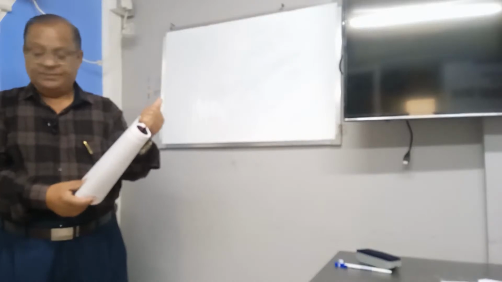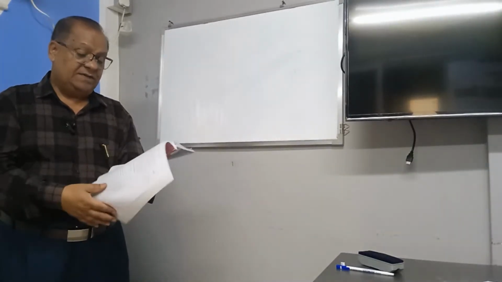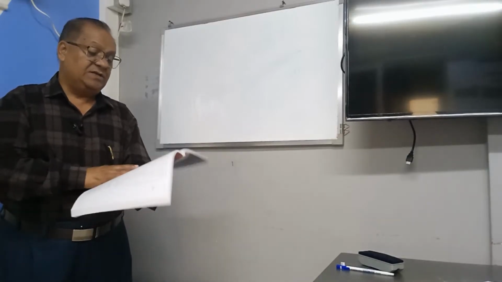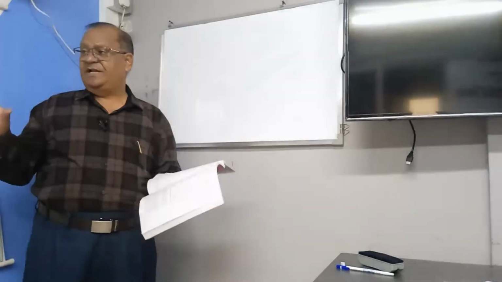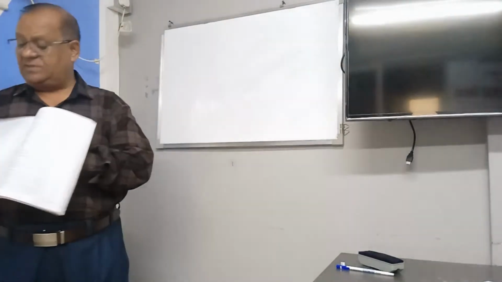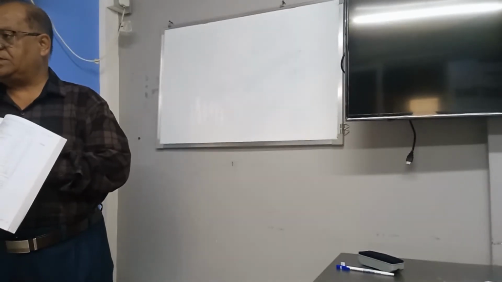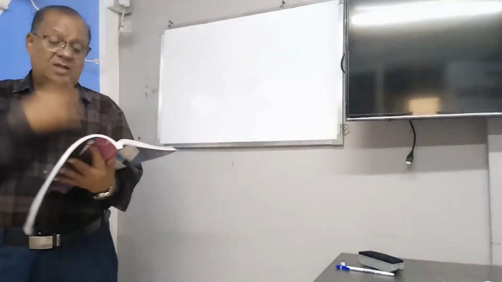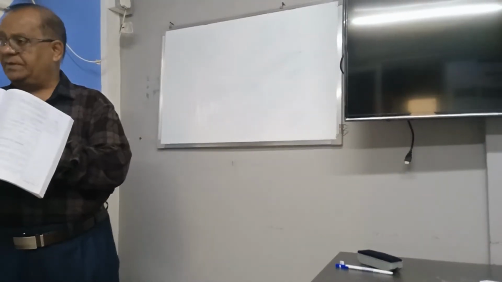So like this you have to prepare the statement. Then another statement, that is the statement showing changes in working capital. How to ascertain funds from operation? By means of preparing the adjusted profit and loss account. This adjusted profit and loss account we have to prepare. And lastly, we have to prepare this statement showing changes in working capital.